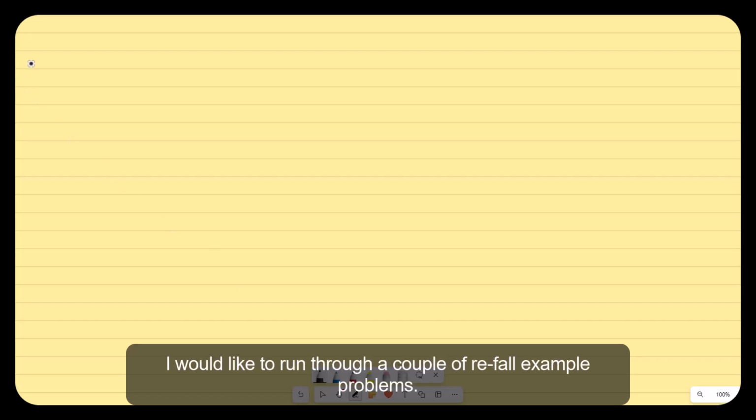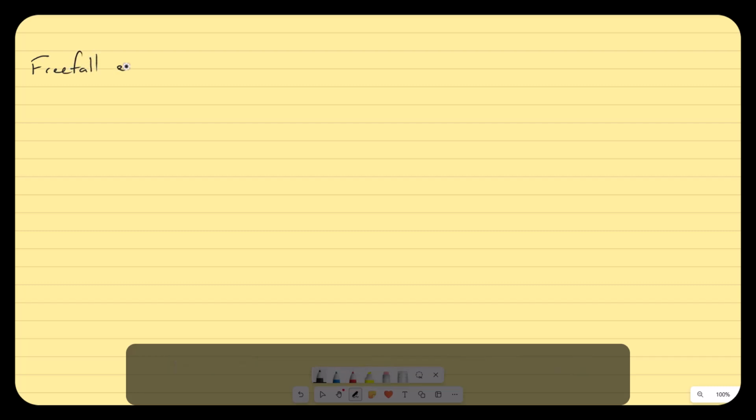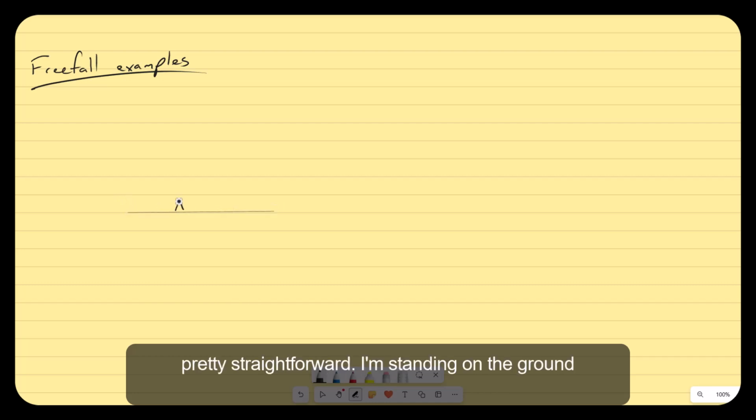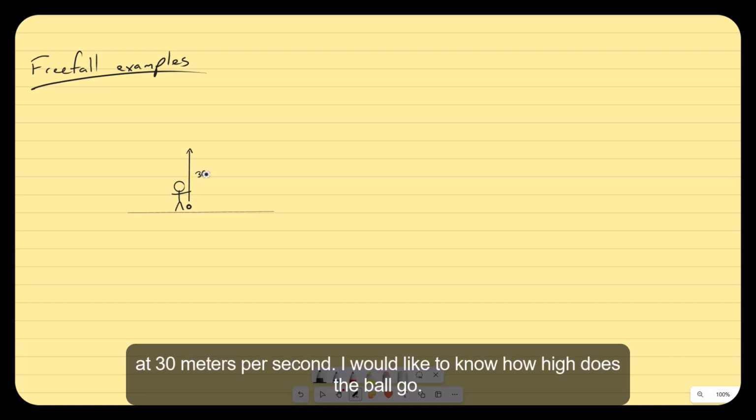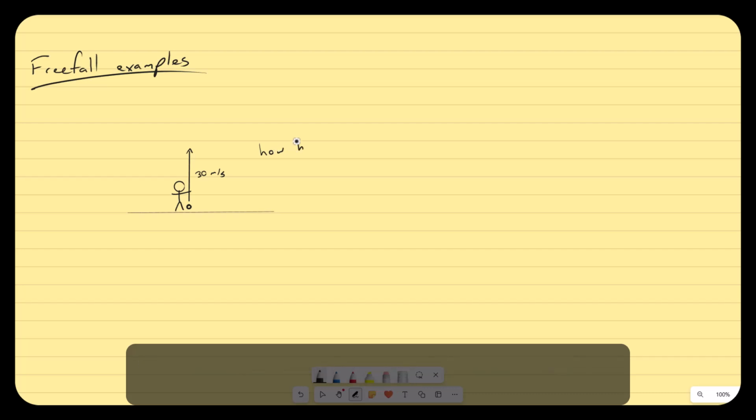I would like to run through a couple of freefall example problems. First one, maybe I'm going to start with something pretty straightforward. I'm standing on the ground and I'm going to kick a ball straight up from the ground at 30 meters per second. I would like to know, how high does the ball go?